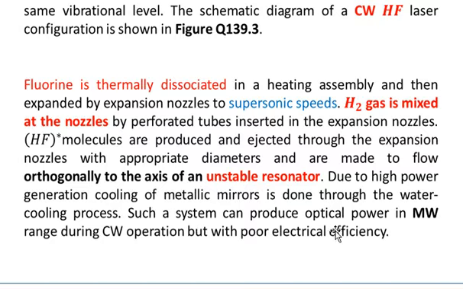Such a system can produce optical power in the megawatt range during the CW operation, but with poor electrical efficiency. So these systems have poor electrical efficiency, but if it is a matter of optical power, then these produce tremendous power in the range of megawatts.